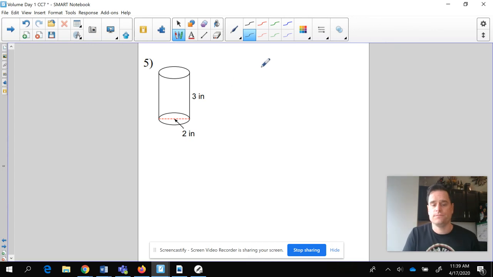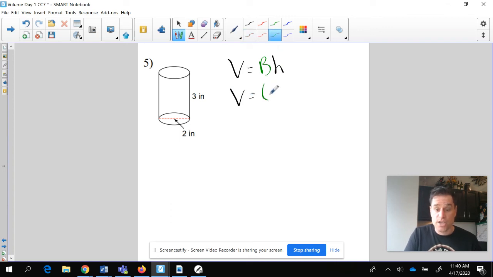And we have a cylinder. So we're going to do the same thing we did before. Volume equals, let's do green this time, area of the base times the height. Remember, volume is, in this case, the shape of the base is a circle. So we have to do pi r squared times the height. The height here is 3.